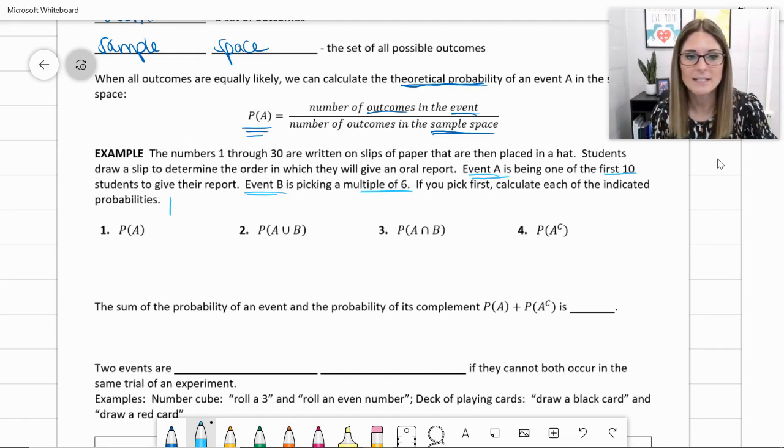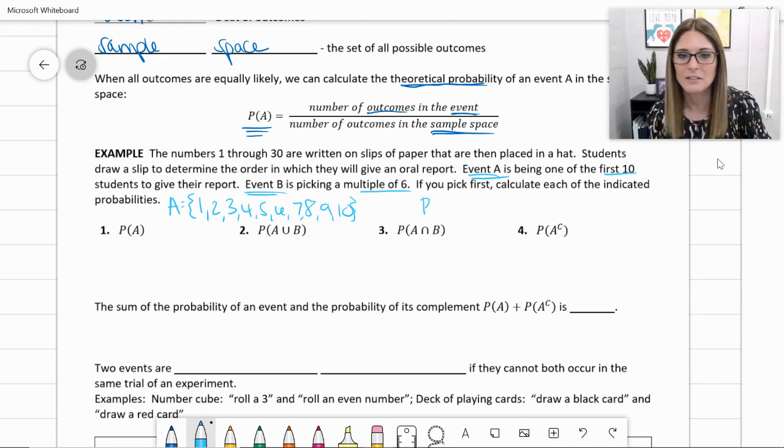So just for reference, let's list out all of our possible events for a probability of event A being the first 10 students. So 1, 2, 3, 4, 5, 6, 7, 8, 9, and 10. If I drew one of those numbers, I would be going in one of the first 10 in giving my oral report. And event B, multiple of 6: 6, 12, 18, 24, and 30.